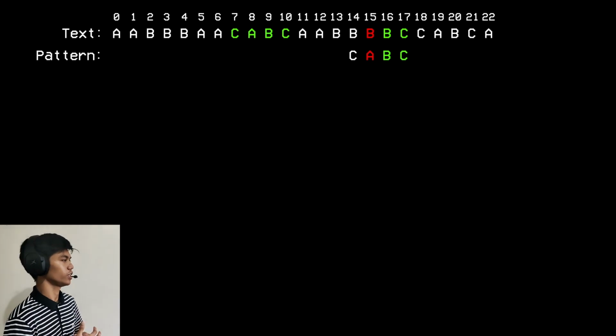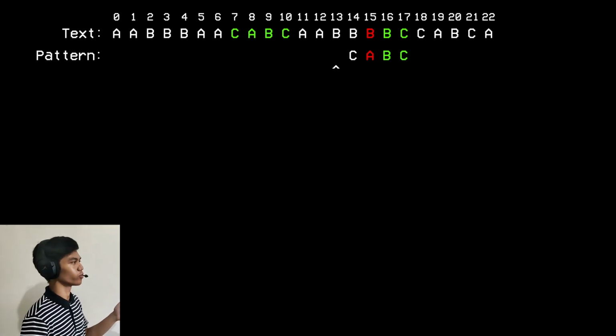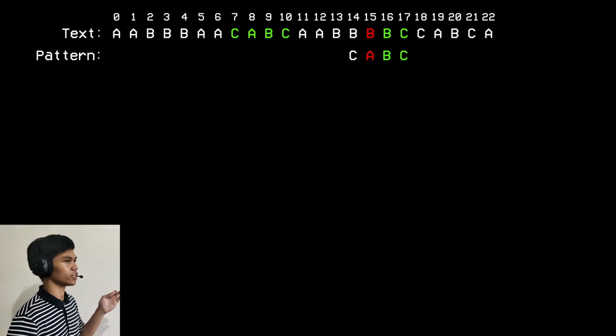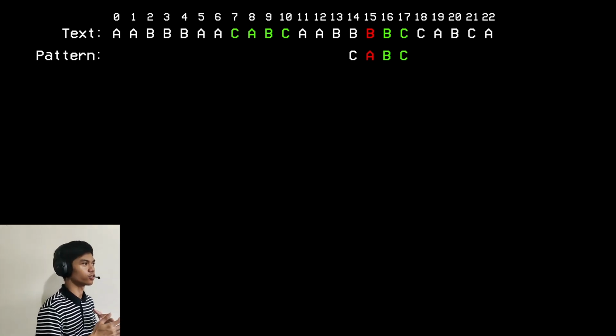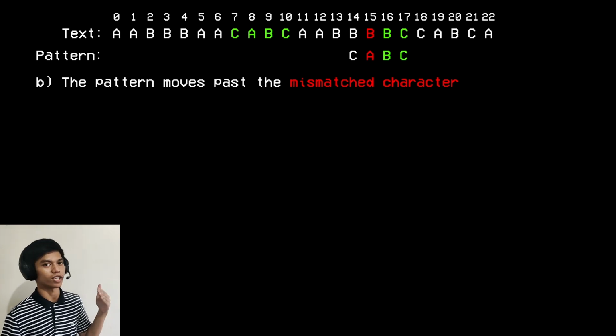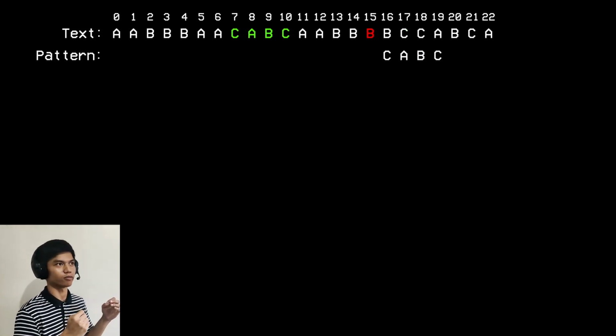Okay, so in here we found that we have a mismatch, but there are no more characters left from the pattern that can match the mismatch character in the text. So in this case, we shall use the other bad character rule, which is that the pattern moves all the way past the mismatch character. So we shift the pattern until we move past the mismatch character.